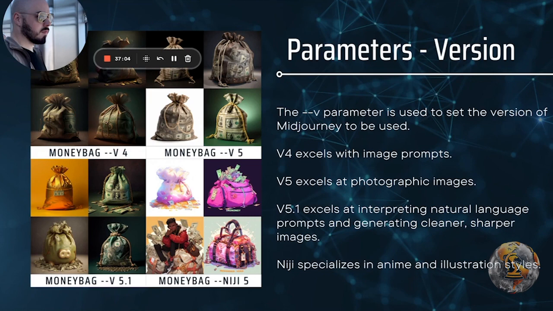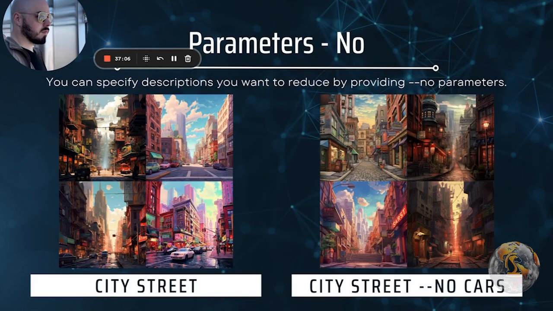Pick it. Choose it. Mess around with it. Okay, now let's talk about the no parameter. You can specify descriptions you want to reduce by providing dash dash no parameters. And that's no as in N-O. So not no as in K-N-O-W, no as in N-O.